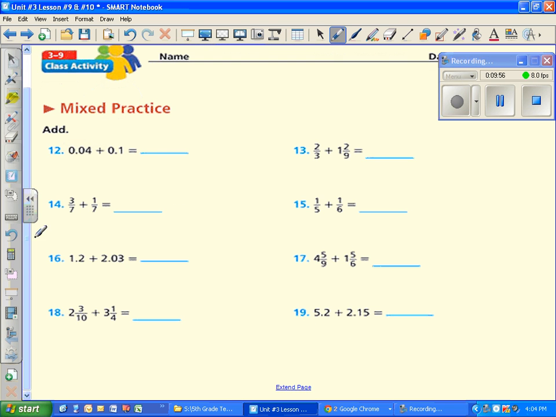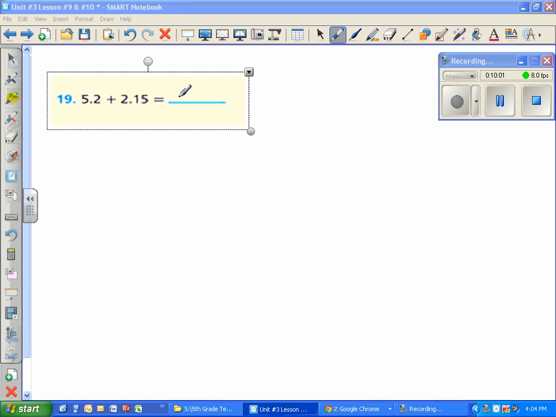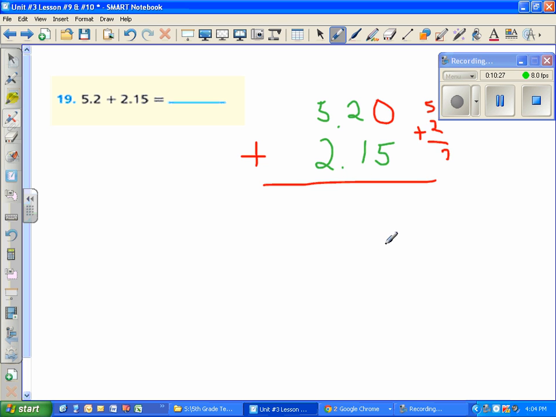Let's take a look at number 19. In 19, you have an addition problem with decimals. And again, it's important that you line them up. 2.15, 5.2. Now remember, just because there's not a 0, there's one there. Now, I know that 5 plus 2 is 7, so my answer better be close to 7. Bring your decimal down, 5, 3, and 7. 7.35. 7 and 35 hundredths.